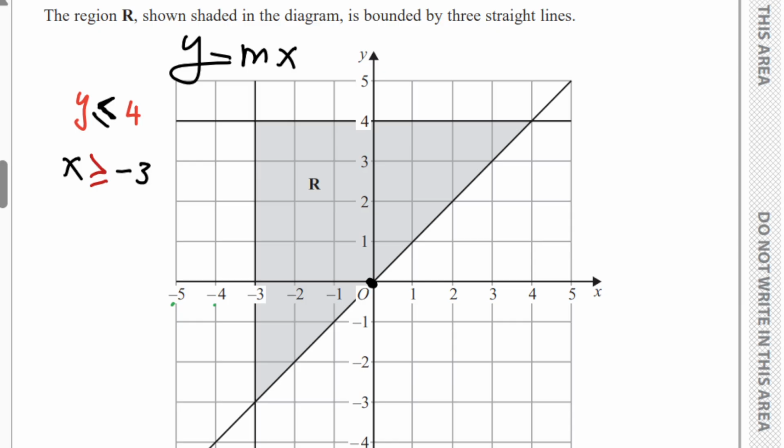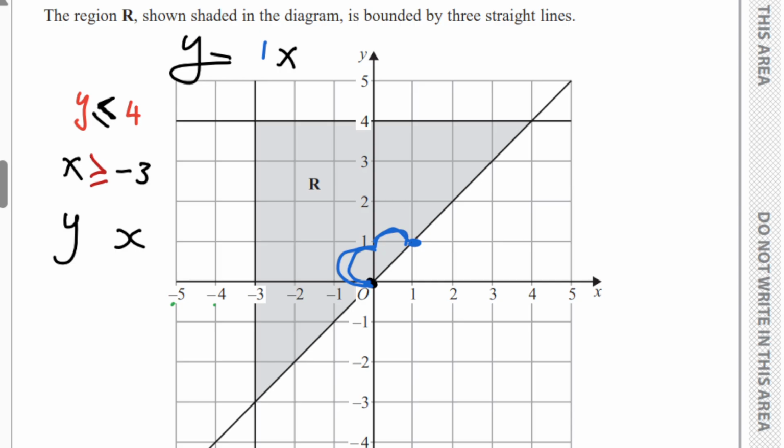m is the slope. We find it by rise over run. How many steps do we rise? How many steps do we run? We rise 1, we run 1. So it's 1 over 1, which is just 1. So the slope m is 1. So it's y equals 1x, which is just y equals x.